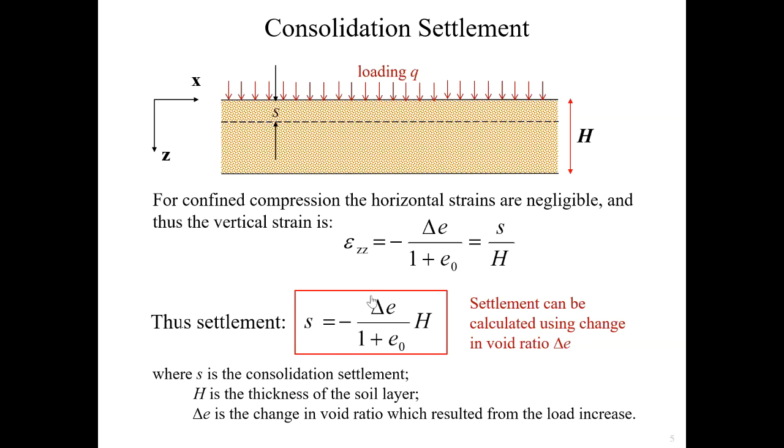And also this change in void ratio, like I said, could be derived from the consolidation curve. And also the settlement can be calculated using the change in void ratio from the stress that was applied. Sorry, any questions?